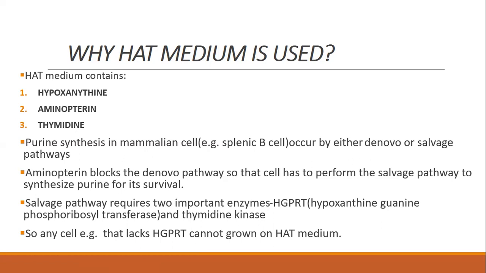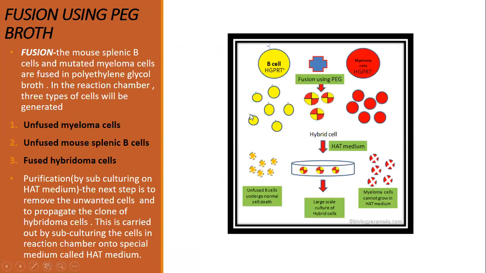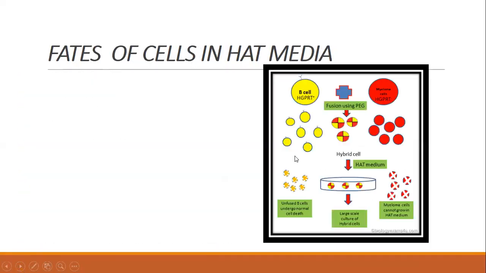An example of that cell is the myeloma cell. Myeloma cells cannot grow on HAT medium because they lack the HGPRT enzyme. If you look at the diagram, here you can see HGPRT minus. It means that it lacks the HGPRT enzyme. So if we grow these myeloma cells on a HAT medium, they will never grow. But why can we not use these cells individually? I'll explain this.